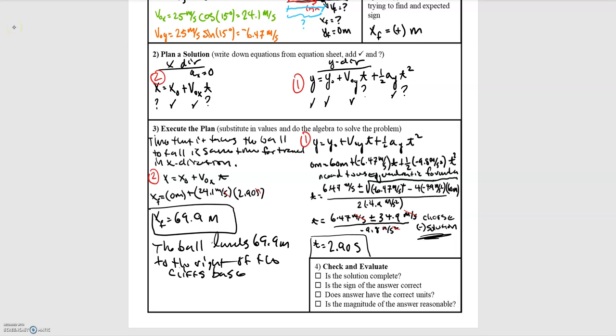Now checking our work, we have a complete solution. The sign is positive as expected. We have units of meters for position, which is good. And this magnitude is roughly 200 feet. The initial velocity in the x direction is 24.1 meters per second, which is roughly 50 miles an hour. So it's not surprising that the ball travels that far of a distance because the velocity is pretty large. So the magnitude does seem reasonable.